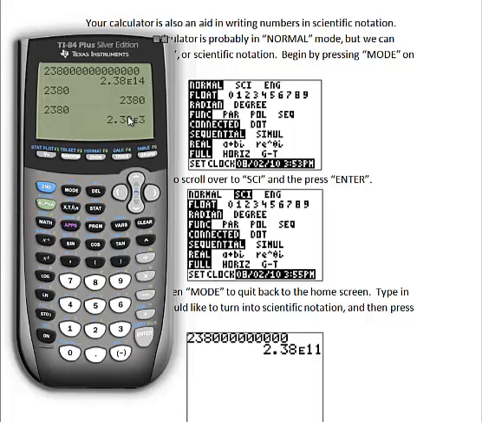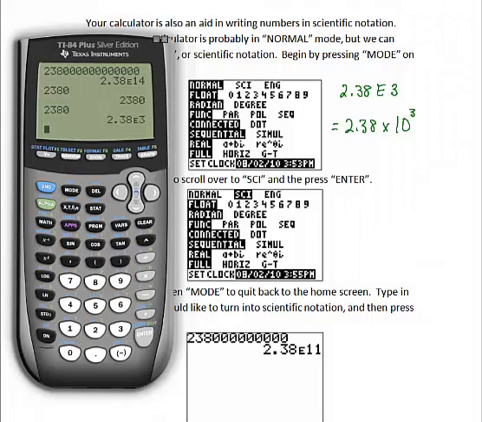Okay, the capital E takes the place of the times 10, and so 2.38 E3 simply means that we have 2.38 times 10 to the power of 3. You could say that the E means exponent, or exponent of the 10. Okay, this is scientific notation as well as this E notation, 2.38 E3.